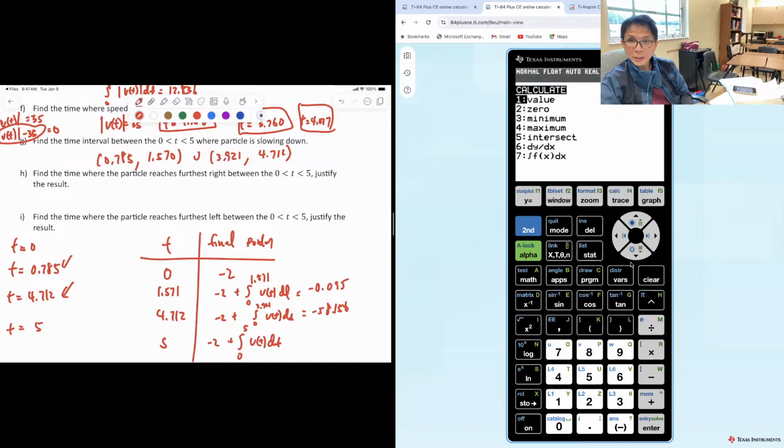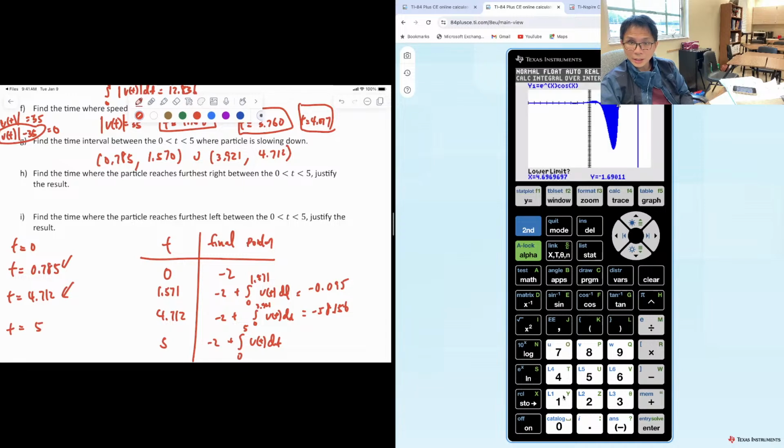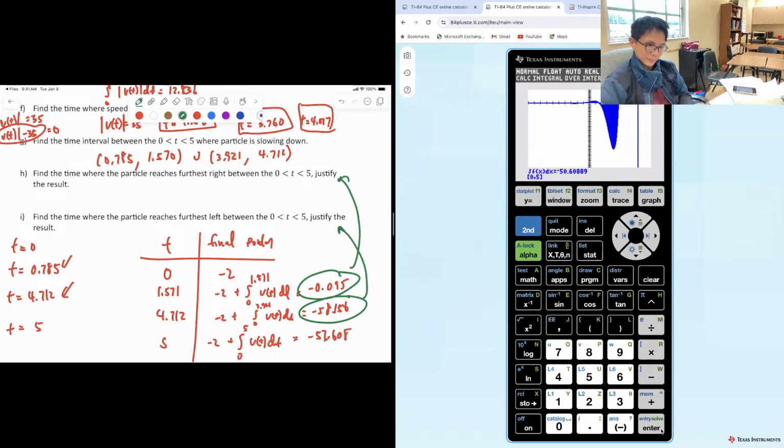Second calc between 7, 0 to 5. We know it's not 5, right? So it's equal to negative 52.608. Now this one is what? The furthest left is right here. So furthest left. Where's the furthest right? 1.5. Yeah. So the furthest right is this one. Furthest left is this one.